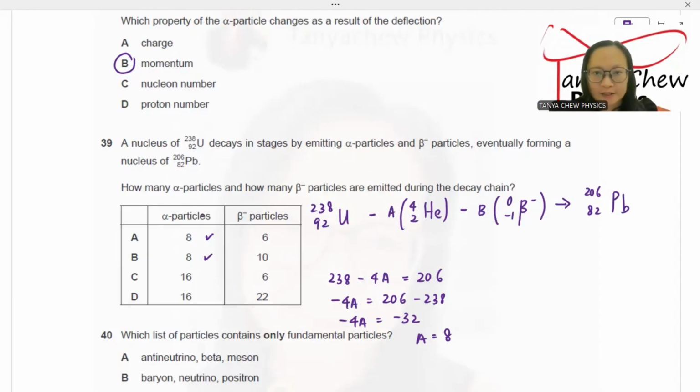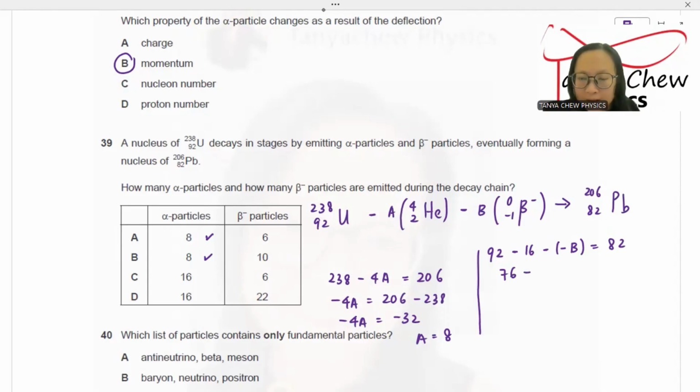So I know that A is 8, right? So I replace with 8. Now I compare the proton number. 92 minus 8 times 2, 16, minus negative B equals 82. So 92 minus 16, 76, minus negative and negative becomes positive, 82. So B is equal to 82 minus 76. B is equal to 6. A is the answer. That is how we do it.